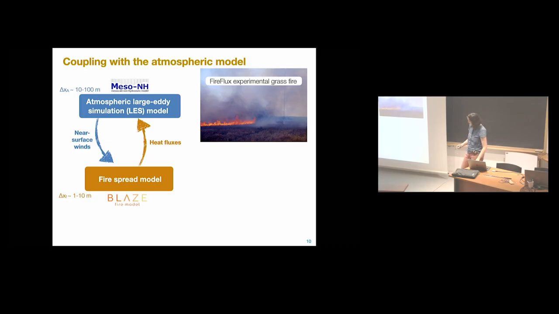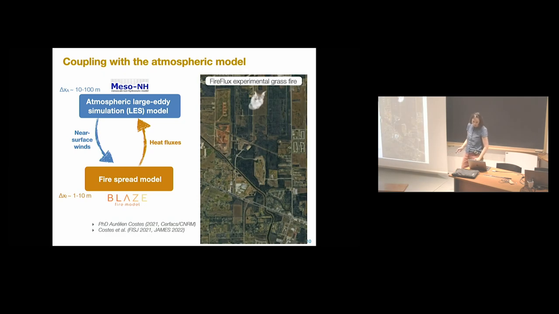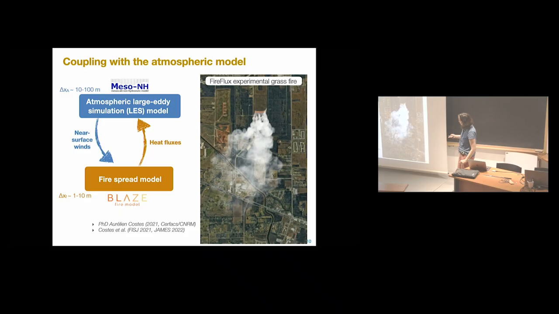Okay, as a starting point, in the frame of Aurélien Cos's PhD, we have worked with the FireFlux experimental grass fire, and we were able to do some simulation of the fire front propagation and of the plume with passive tracers. We don't do chemistry yet, and it's not planned so far. We already have lots of things to work on the dynamic part.